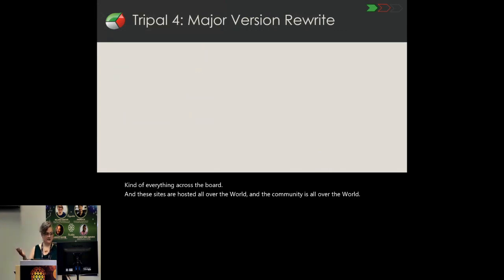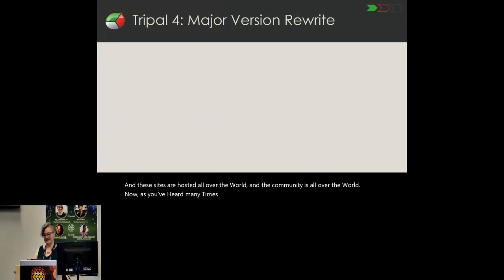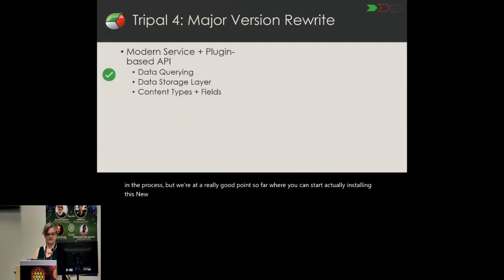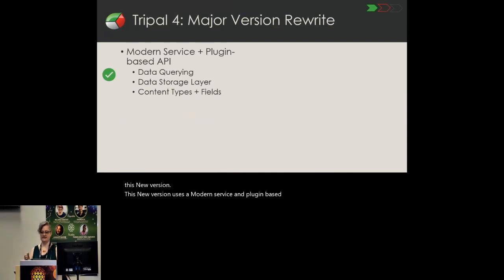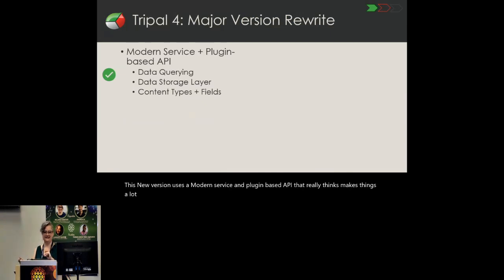Now, as you've heard many times before about sustainability, oftentimes after software has been around for a while, it needs a complete rewrite. This software is now 16 years and going strong. And so this is our major version rewrite that we've been going over. This is still in the process, but we're at a really good point so far where you can start actually installing this new version. This new version uses a modern service and plugin based API that really makes things a lot more truly modular so that you can do a lot more plug and play and microservices.